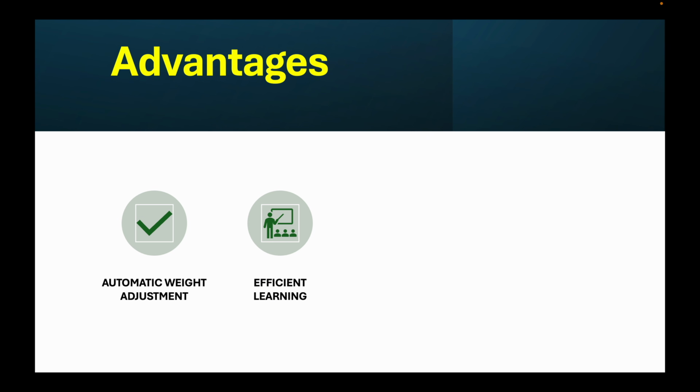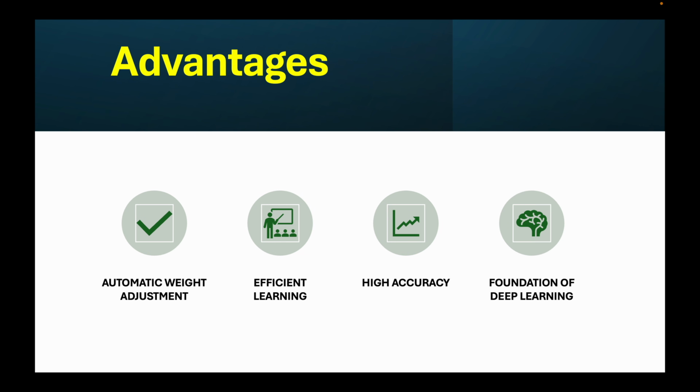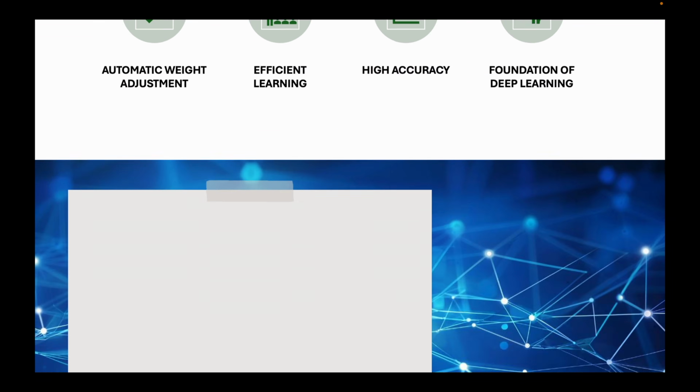Advantages of backpropagation. Automatic weight adjustment. Backpropagation learns without manual tuning. Efficient learning. It works well for huge and complex neural networks. High accuracy. Backpropagation can solve complicated tasks. Foundation of deep learning. Backpropagation is the foundation of deep learning and it powers today's modern AI systems. Hence, these are some of the advantages of backpropagation.